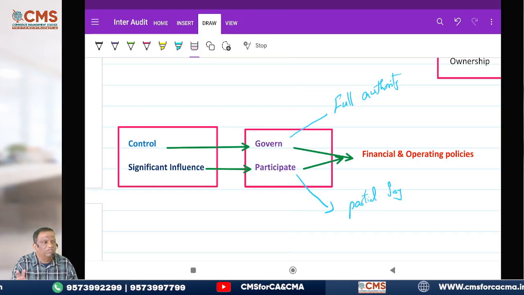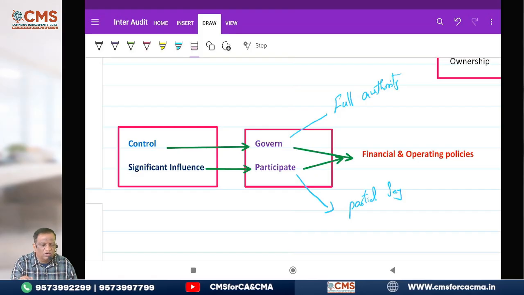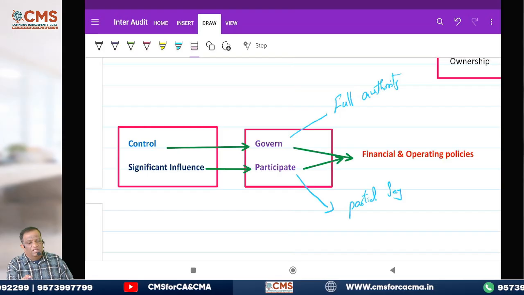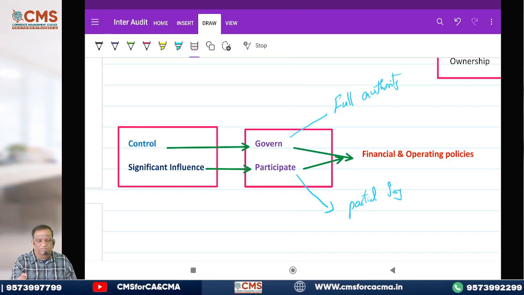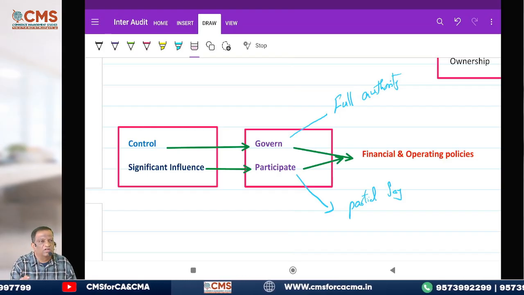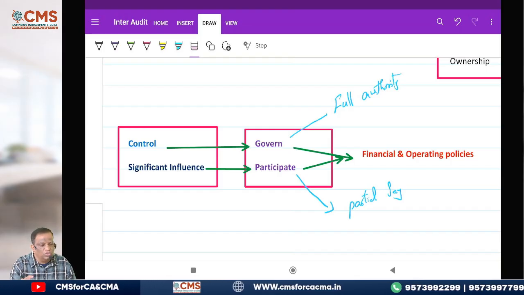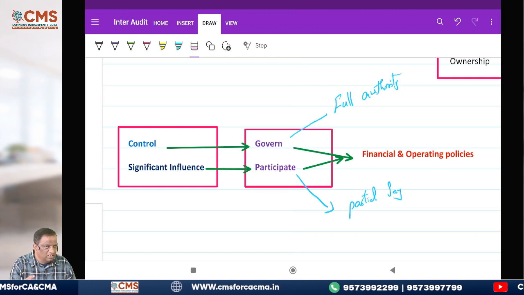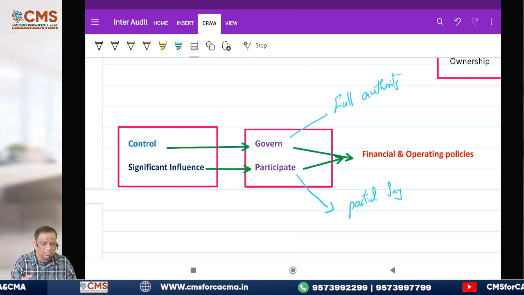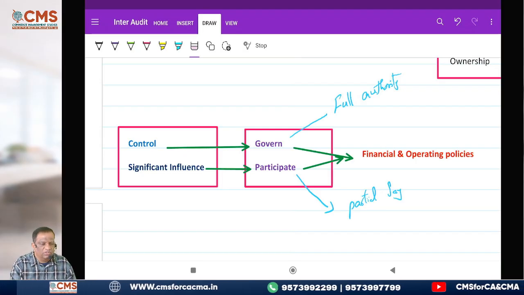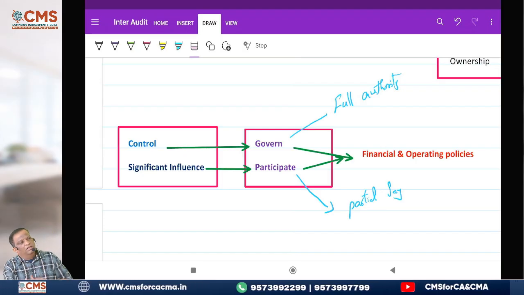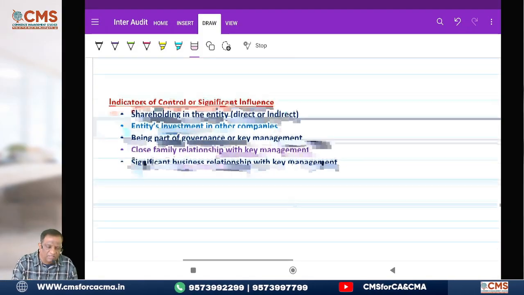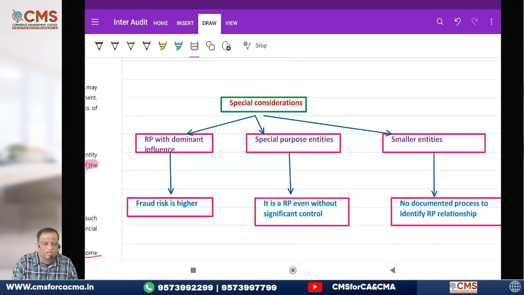Now, we have to see between the related parties, is it control or significant influence? When do you say control, when do you say significant influence? If one party can govern, meaning full authority about the financial and operating policies of the other company, then you use the word control. But in the second one, they can't control so much, but they can participate in that. So that is, you have a partial say, not the complete say. Then it is called a significant influence. Whether it is a control or a significant influence, the auditor has to be more careful.